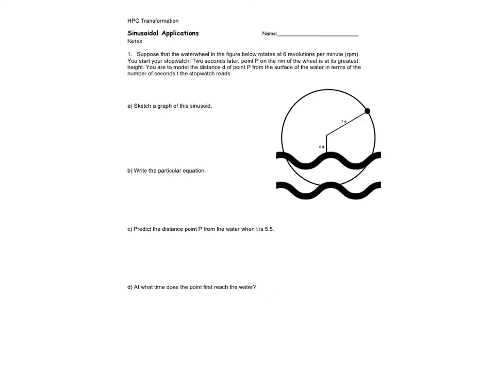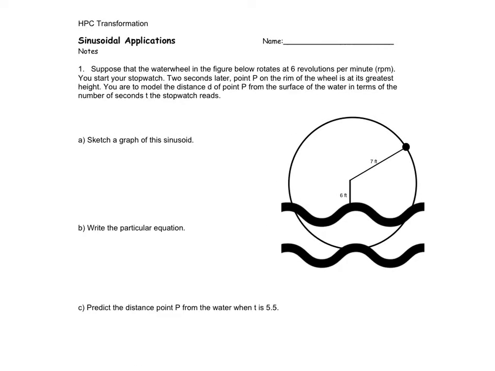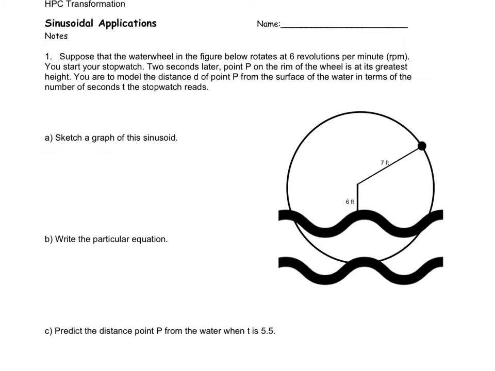In this video, we'll be talking about sinusoidal applications, so let's start on number 1. Suppose that the water wheel in the figure below rotates at 6 revolutions per minute. Now this is important because it will help me find the period in a minute.